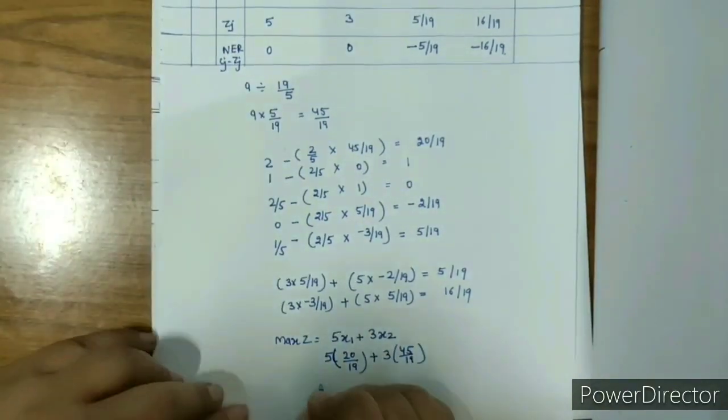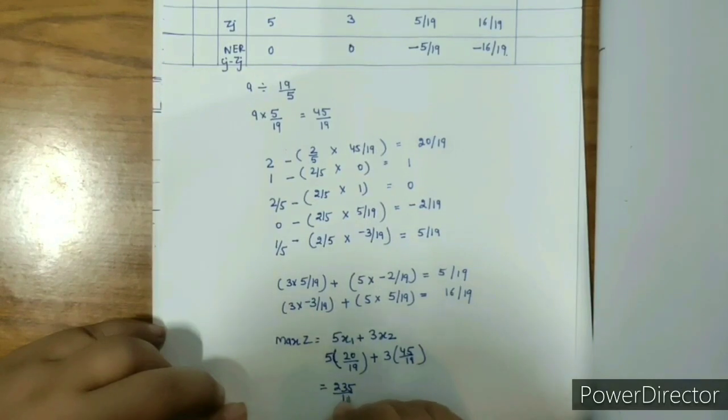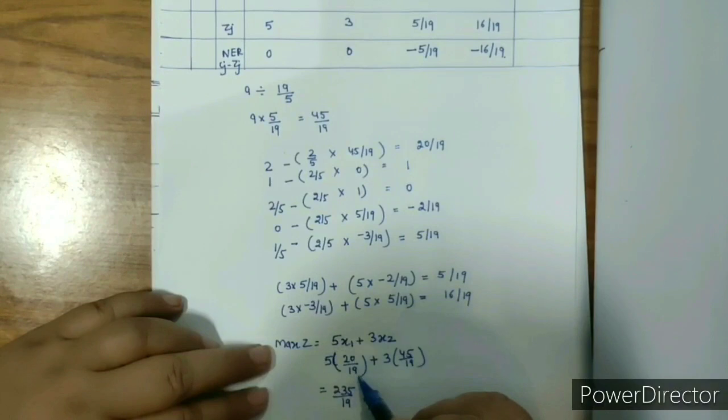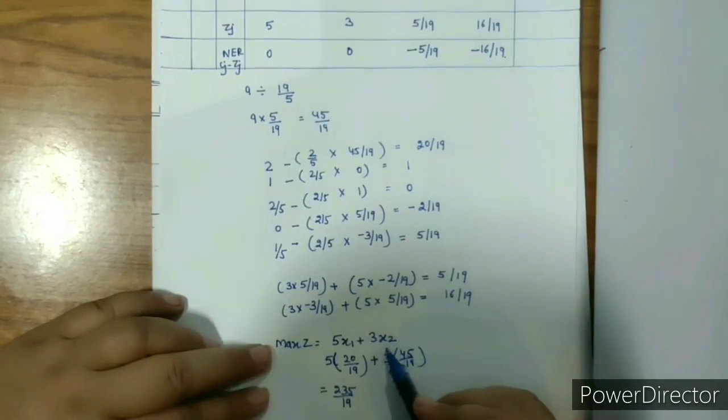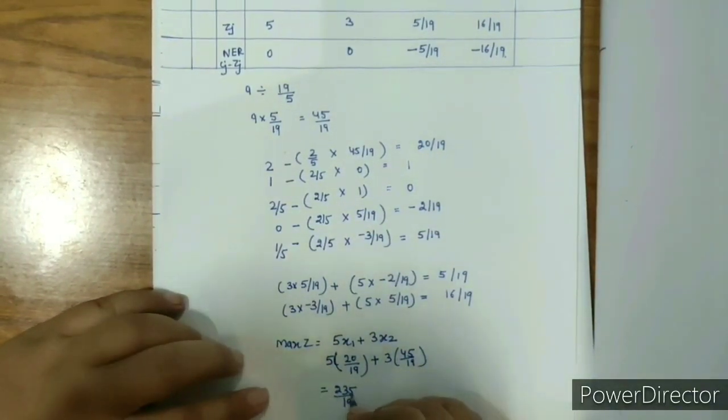When we calculate this one, we get 235 by 19. That means if we produce x1 20 by 19 and x2 45 by 19, that's when we get maximum profit, that is 235 by 19.